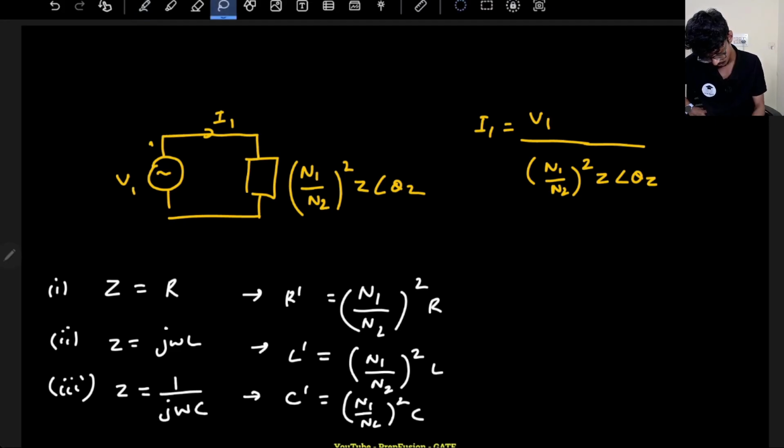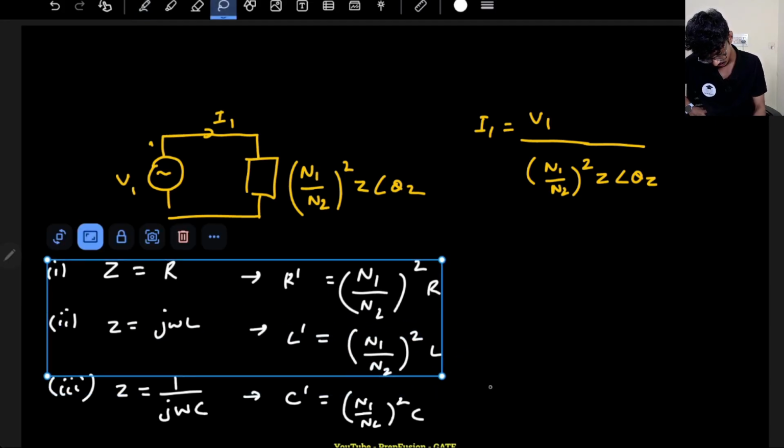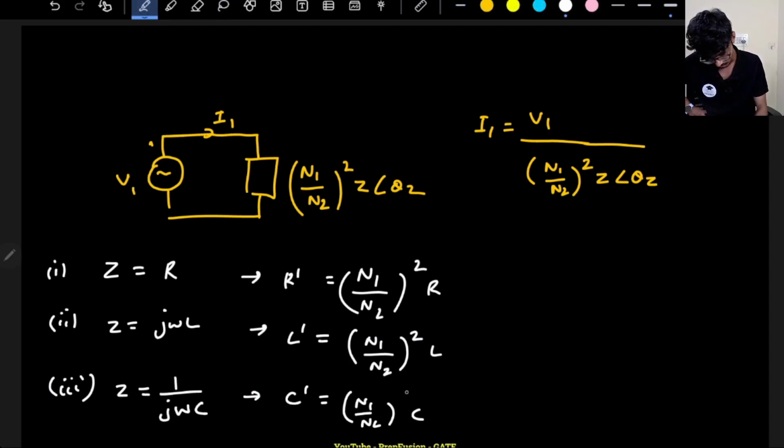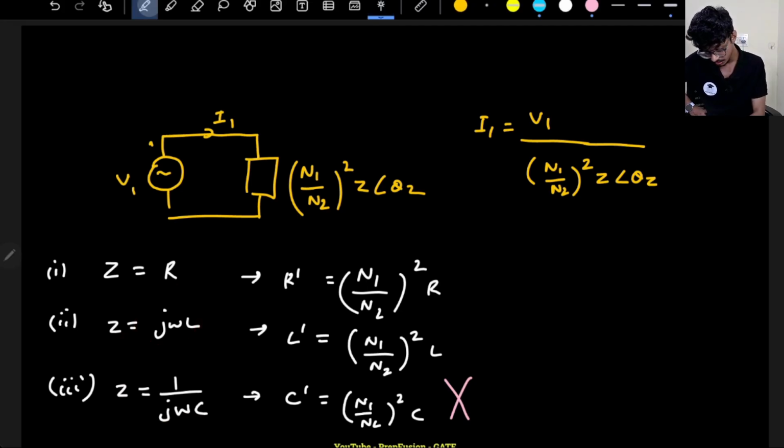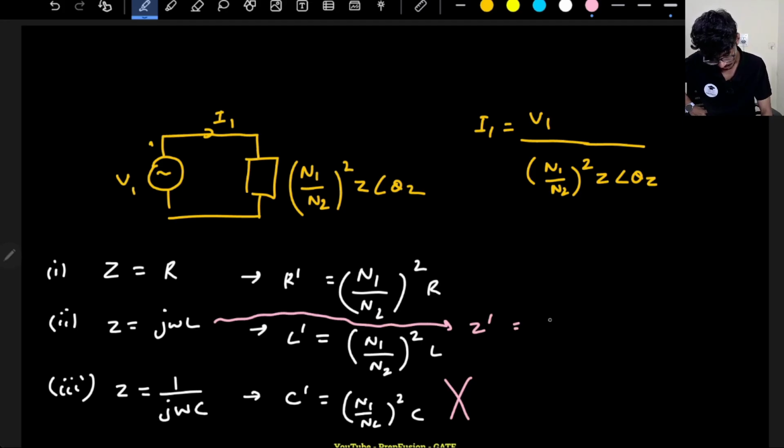No, this is incorrect actually. This is not correct. Ultimately, this formula you should remember: impedance will be multiplied by this, not inductance or capacitance. Okay, impedance. So impedance here is j omega L. So here actually what happens is my Z dash is basically Z into N1 by N2 whole square. What is Z? Z is j omega L. So j omega L into N1 by N2 whole square.